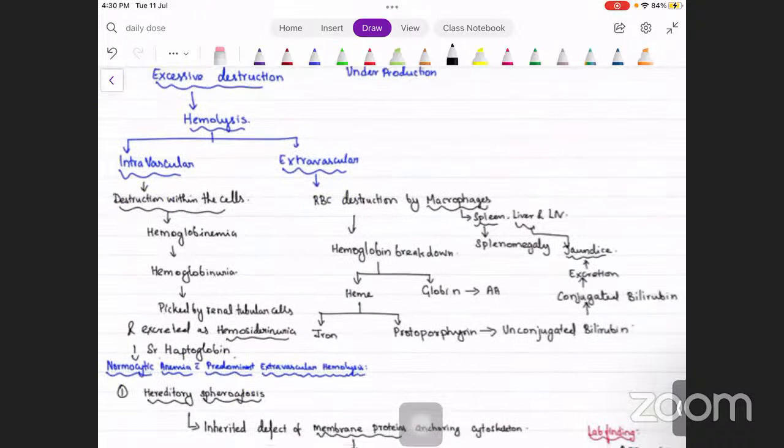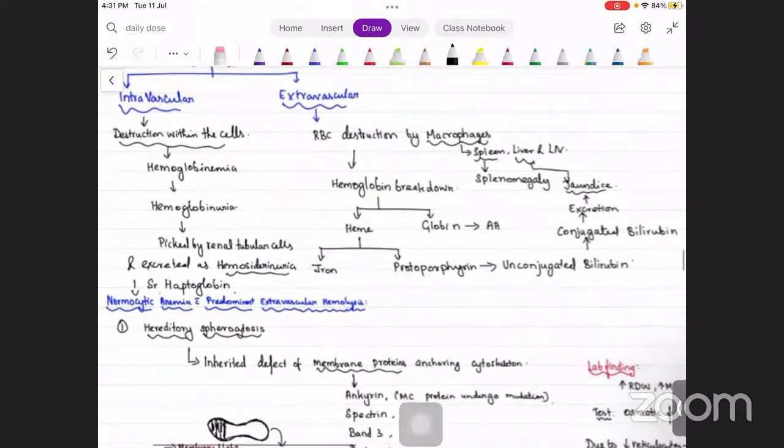Then you have normocytic anemia. Normocytic anemia is due to two factors: either excessive destruction or underproduction. Excessive destruction means hemolysis, so it could be either intravascular hemolysis or extravascular hemolysis.